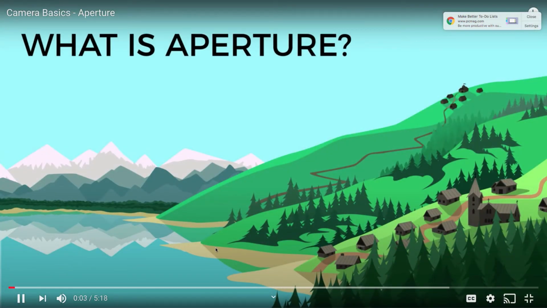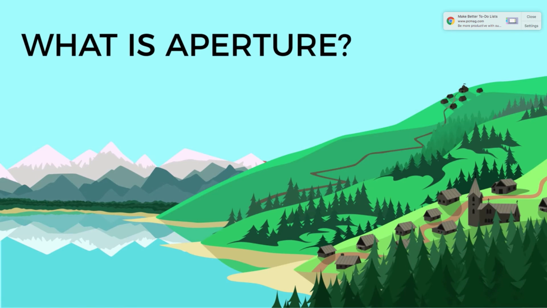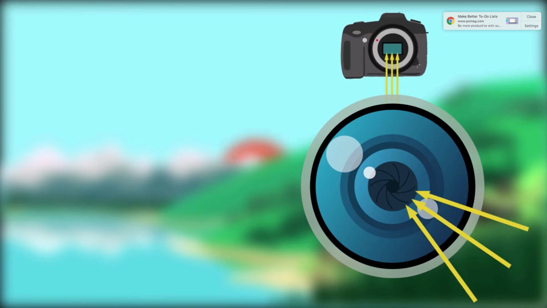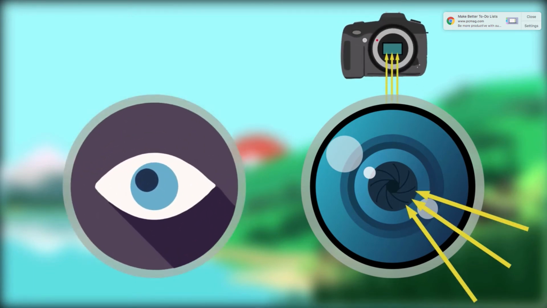Perhaps the most influential parameter of photography, aperture plays an important role in composition and setting up a shot. Let's take a closer look. Simply put, aperture is the hole in the lens through which light travels into the camera body and onto the camera sensor. To understand, let's look at the human eye.